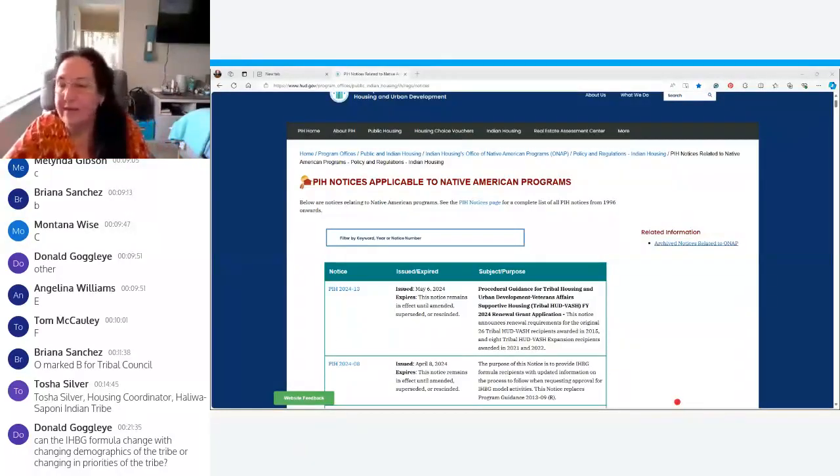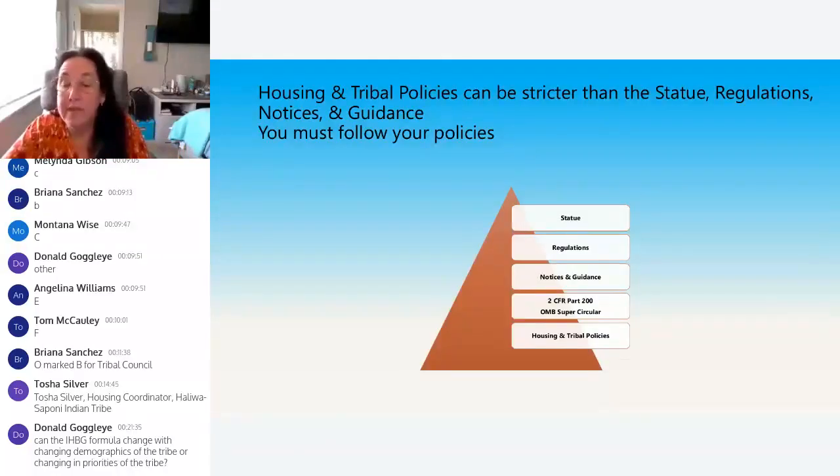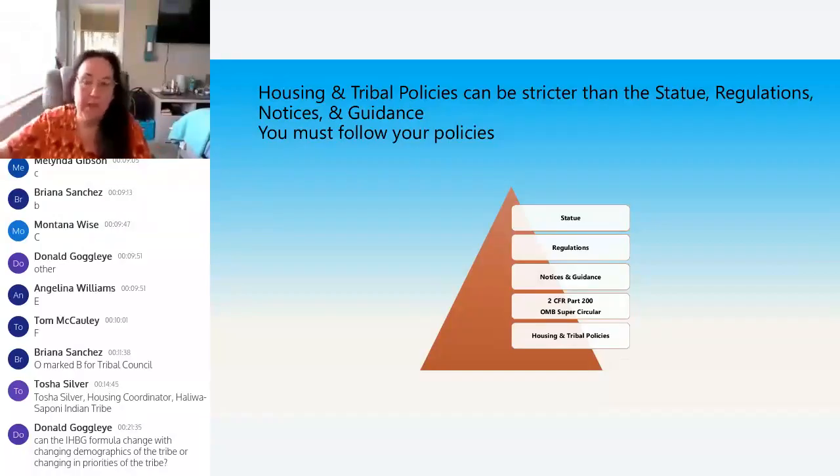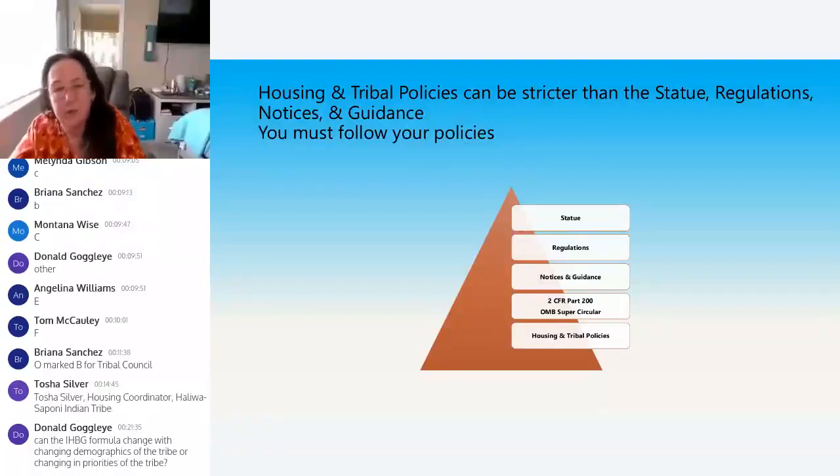Okay, so that's how you find your way there. So remember though, you're going to have all of the HUD policies you have to follow, and then you have what you're responsible for, those housing and tribal policies. And they can be stricter than what is allowed by federal law. So your housing and tribal policy can actually be stricter than your statute or your regulations or those notices and guidances. You have to follow your policies.